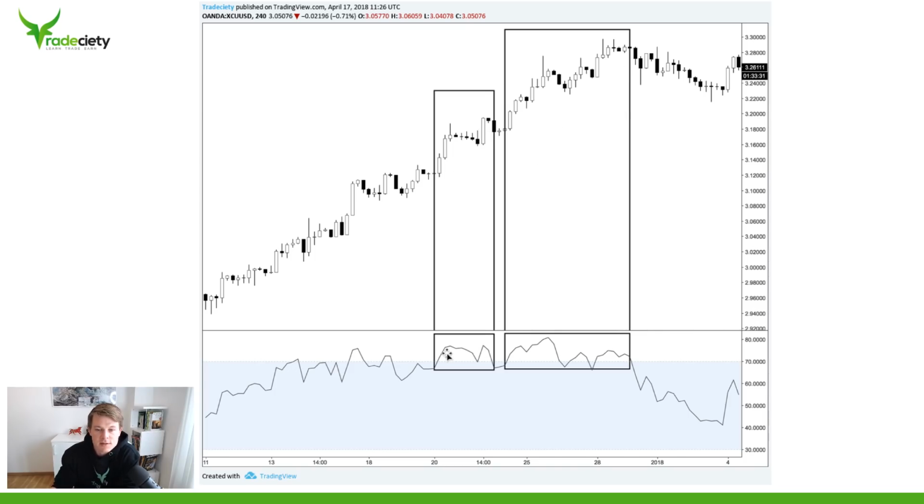People who sell once the RSI gets too overbought, they will end up losing their account. This is almost a guarantee that I can give you, because this is exactly the opposite of what the RSI is telling you. The RSI is not telling you it's overbought, it's time to sell. No, it's overbought because the market is just very, very strong.